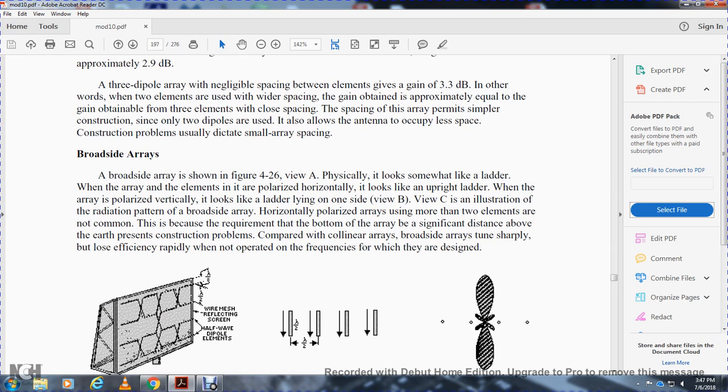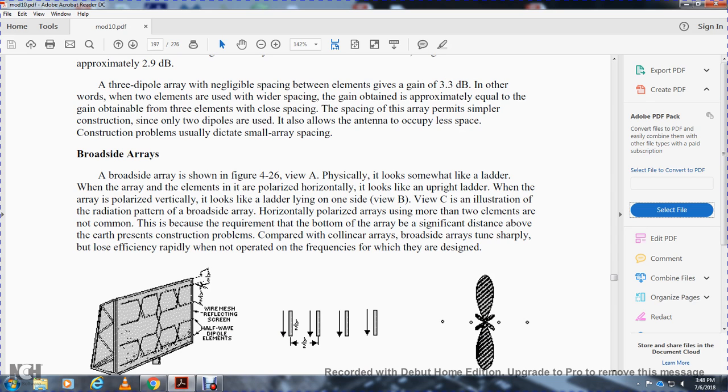Alright, broadside array. The broadside array is shown in Figure 4-26 of view A. Physically, it looks somewhat like a ladder where the array elements are polarized horizontally. It looks like an upright ladder. When the elements are polarized vertically, it looks like a ladder lying at one side, view B. View C is an illustration of the radiation pattern of the broadside array.